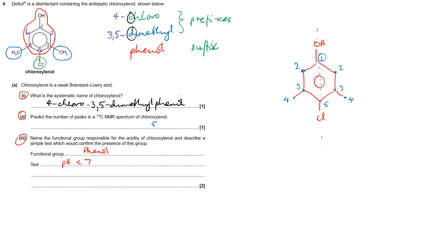So we need to also state that there's no reaction with carbonate, because a normal carboxylic acid is going to react with carbonate, and it will have a pH of less than 7. So to distinguish it from another acid, you need the two statements there. That's why it's 2 marks.